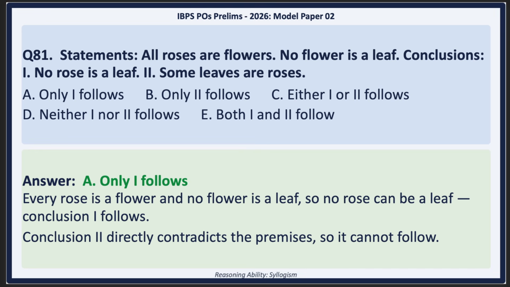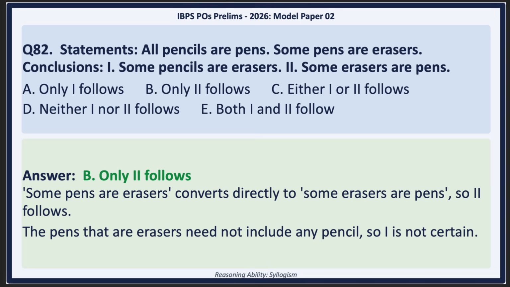Right. Let's try another one for question 82. All pencils are pens, some pens are erasers. Okay, and the conclusions are 1, some pencils are erasers. 2, some erasers are pens. See, my brain automatically wants to draw a line connecting pencils directly to erasers. Why is it so hard to just accept that we don't know?